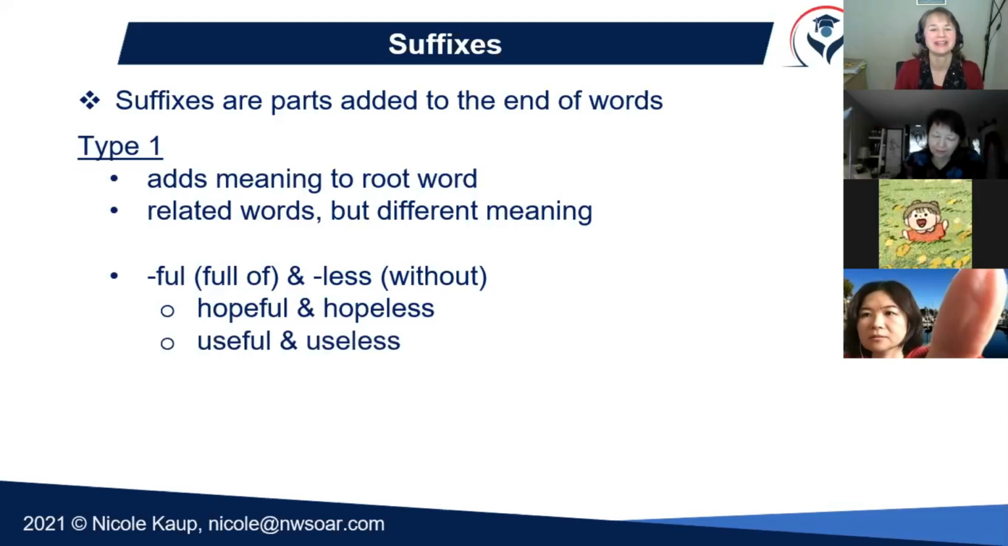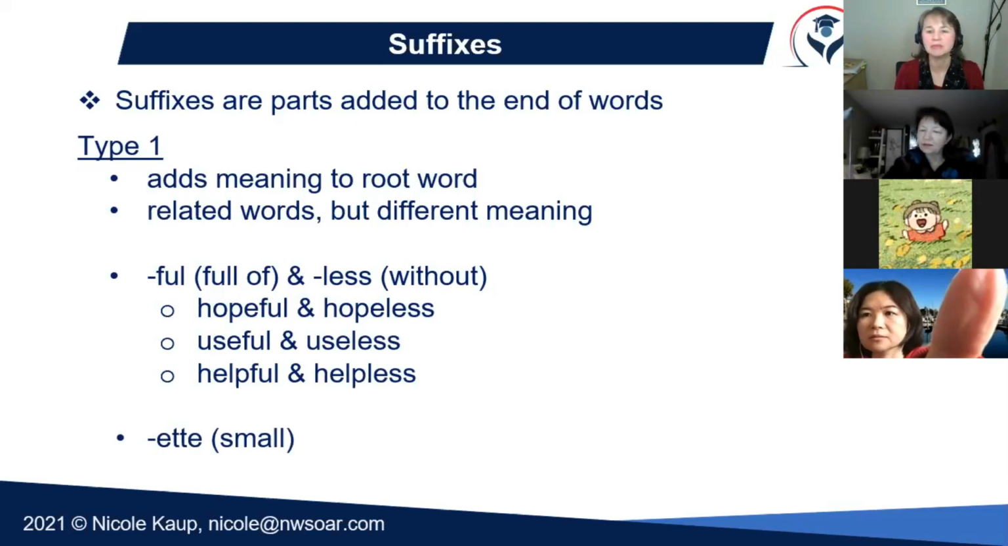So useful and useless, the same idea there. Something that is full of use, that has a lot of uses, and then useless, something that there's no use for. Helpful, helpless.